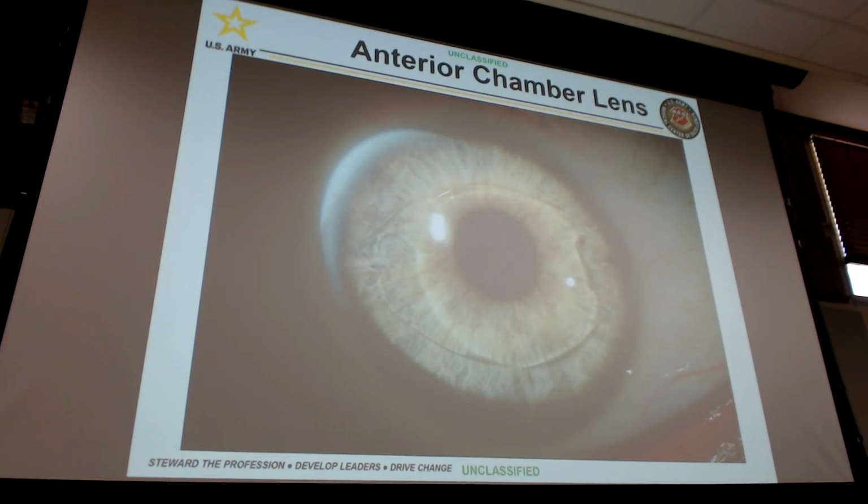If you have eye trauma and you lose your lens, they can put a lens inside of the eye, in front of the eye. This is called an anterior chamber lens. This is not what they do for cataract surgery. This is not done all that often, usually again from eye traumas.